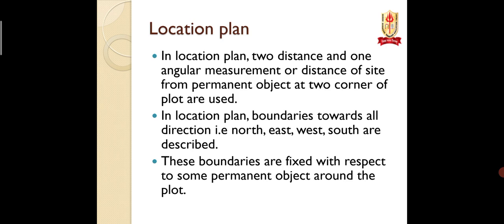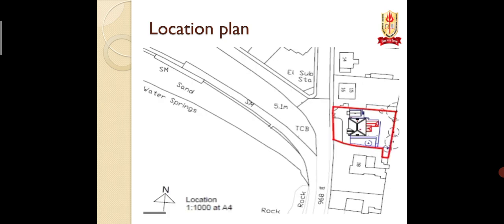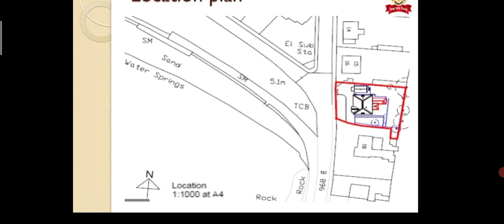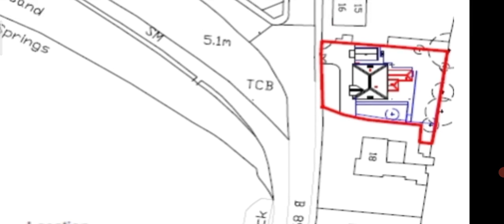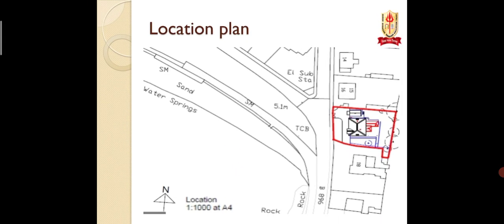Now the location plan. In the location plan, two distances and one angular measurement, or a distance of sight from a permanent object at two corners of the plot, are used. In a location plan, the boundaries in all directions, that is north, east, west, south, are described. The boundaries are fixed with respect to some permanent object around the plot, like this. You can see your plot is here.